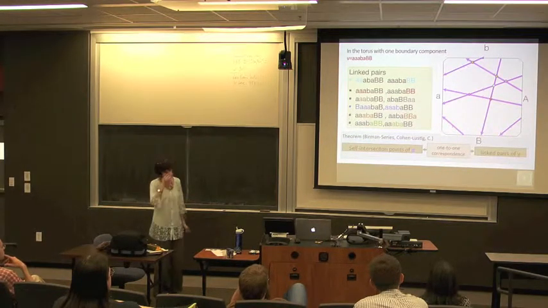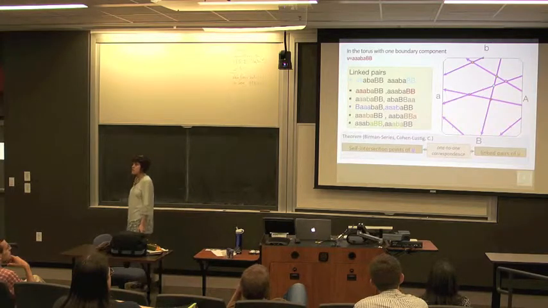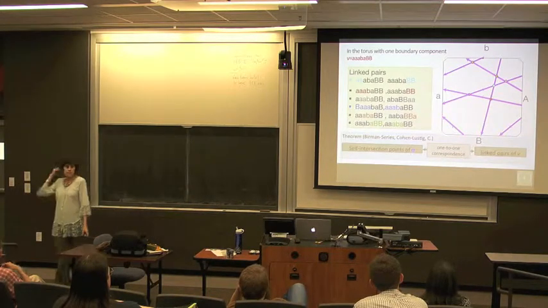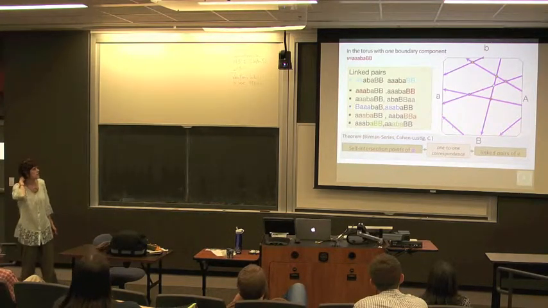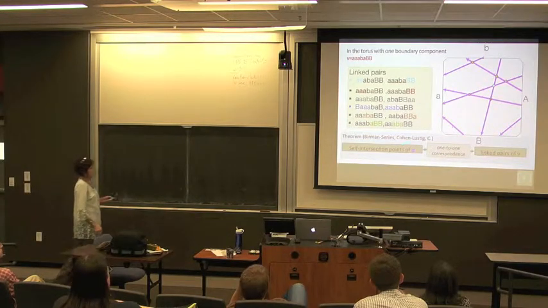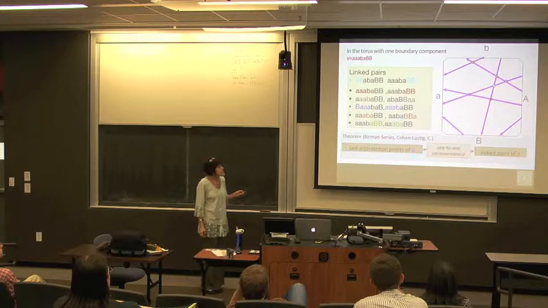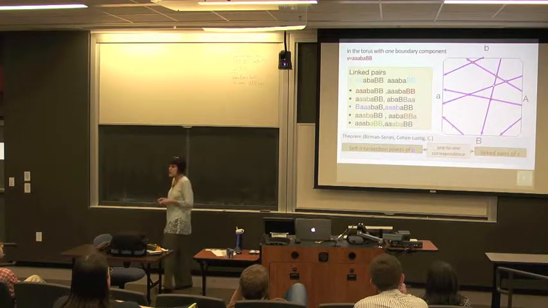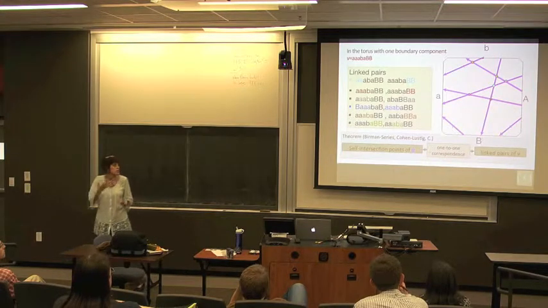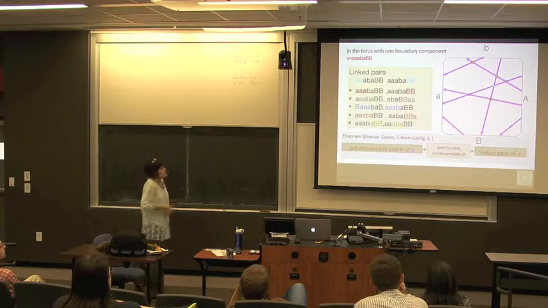Birman and Series first gave this algorithm to determine when a word has a simple representative, a simple curve, and then Cohen-Lustig extended it to count the self-intersections. I put my name there, small, but this is the same Cohen-Lustig algorithm, with a slightly different form that I'm going to use later.